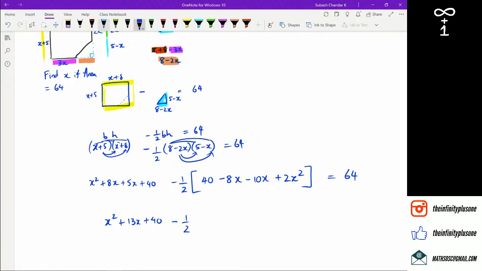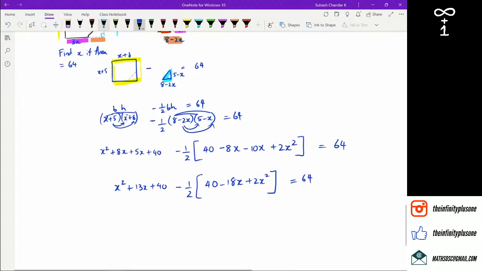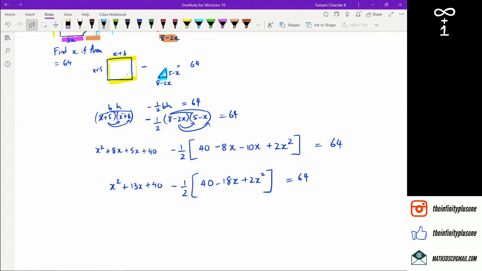Minus half, and inside the bracket I've got 40 minus 18x plus 2x squared equals 64. Now I've got to multiply that bracket with half, so I'm going to end up with x squared plus 13x plus 40 minus half of 40 is 20. Negative half times negative 18 is positive 9x, and then negative half times 2x squared is negative 2x squared, and all of this is equal to 64.